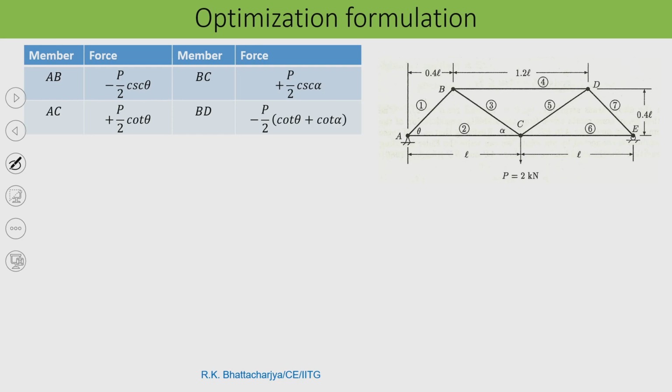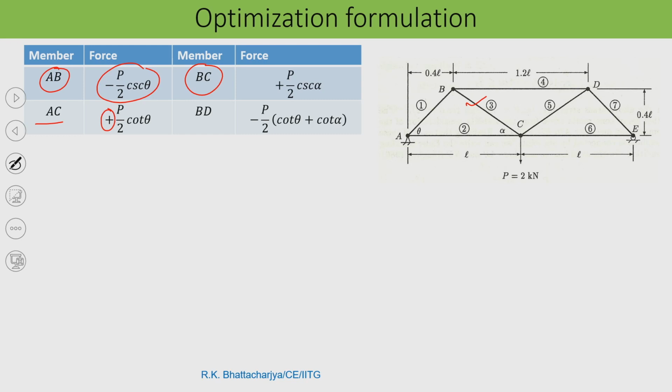So, what are the forces here? In AB, the force is minus P by 2 cosec theta, and the force is compressive in nature. So, negative means compression and positive means tension. Similarly, in member AC, positive means it is in tension, that is P by 2 cot theta. In member BC, it is P by 2 cosec alpha.